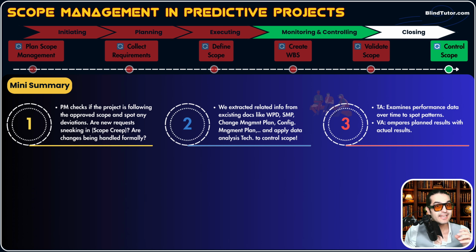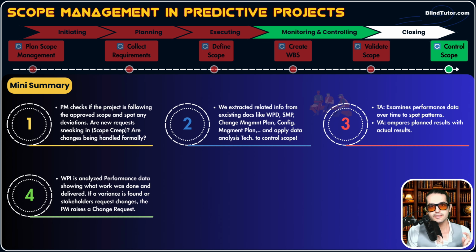Variance analysis, variance means difference. So we compare actual work that is happening with planned work that is mentioned in the scope baseline, and we spot deviations and we take actions if a project is drifting from planned scope. Now, as a result of reviewing inputs and applying variance analysis and trend analysis, we had three outputs, guys. Number one was WPI. So WPI is analyzed performance data showing what work was done and delivered. Okay, these are analyzed, not just raw data. Then, if a variance is found or stakeholders request changes, the PM raises a change request. Change request was the second output.